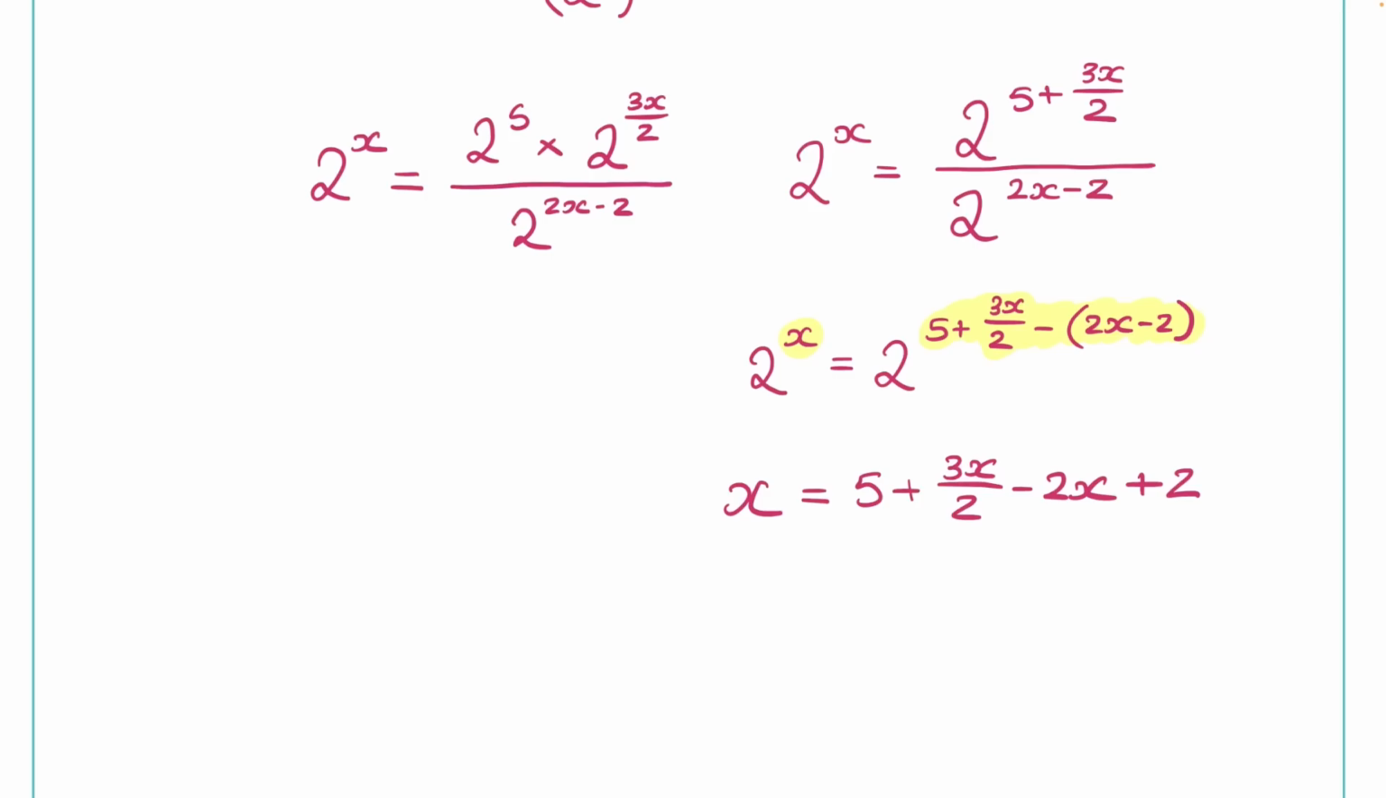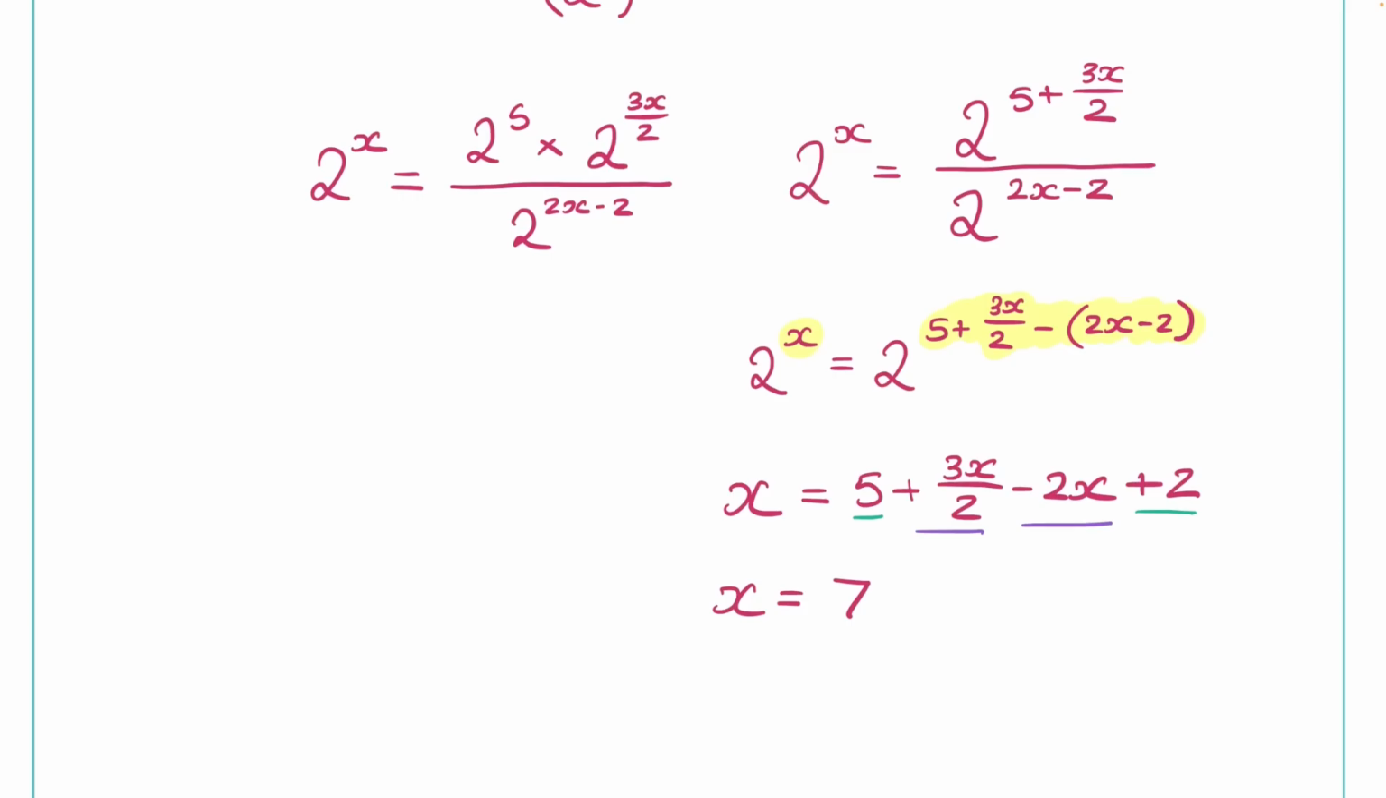Okay, so now we need to just tidy this up. We have some like terms that we can collect together. We've got the 5 and the plus 2. So x equals 7. And we have to tidy up or collect together these x pieces.